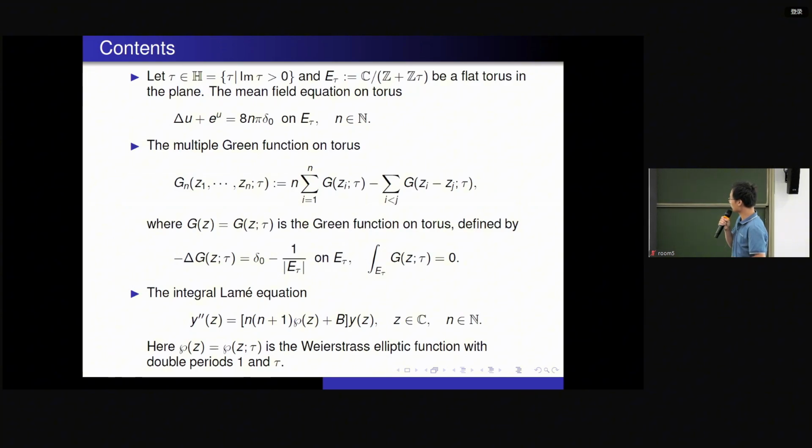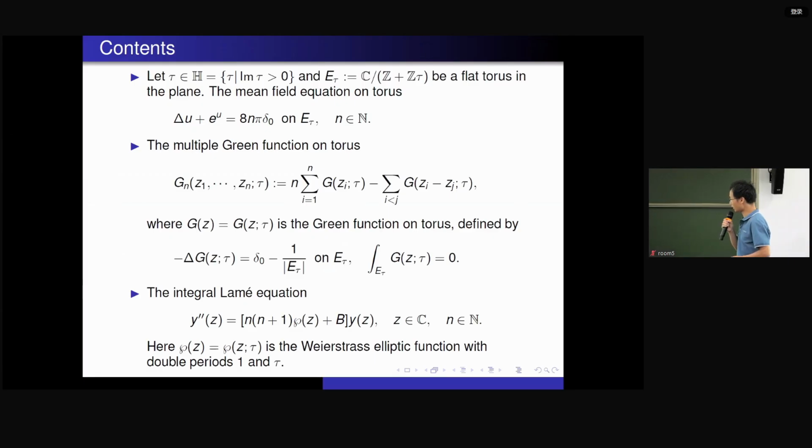And we also consider the Green function on the torus. The Green function is the unique solution of this equation. This Green function has its singularity at zero. From this Green function, we can define a multiple Green function Gn with n variables, divided by the Green function G.